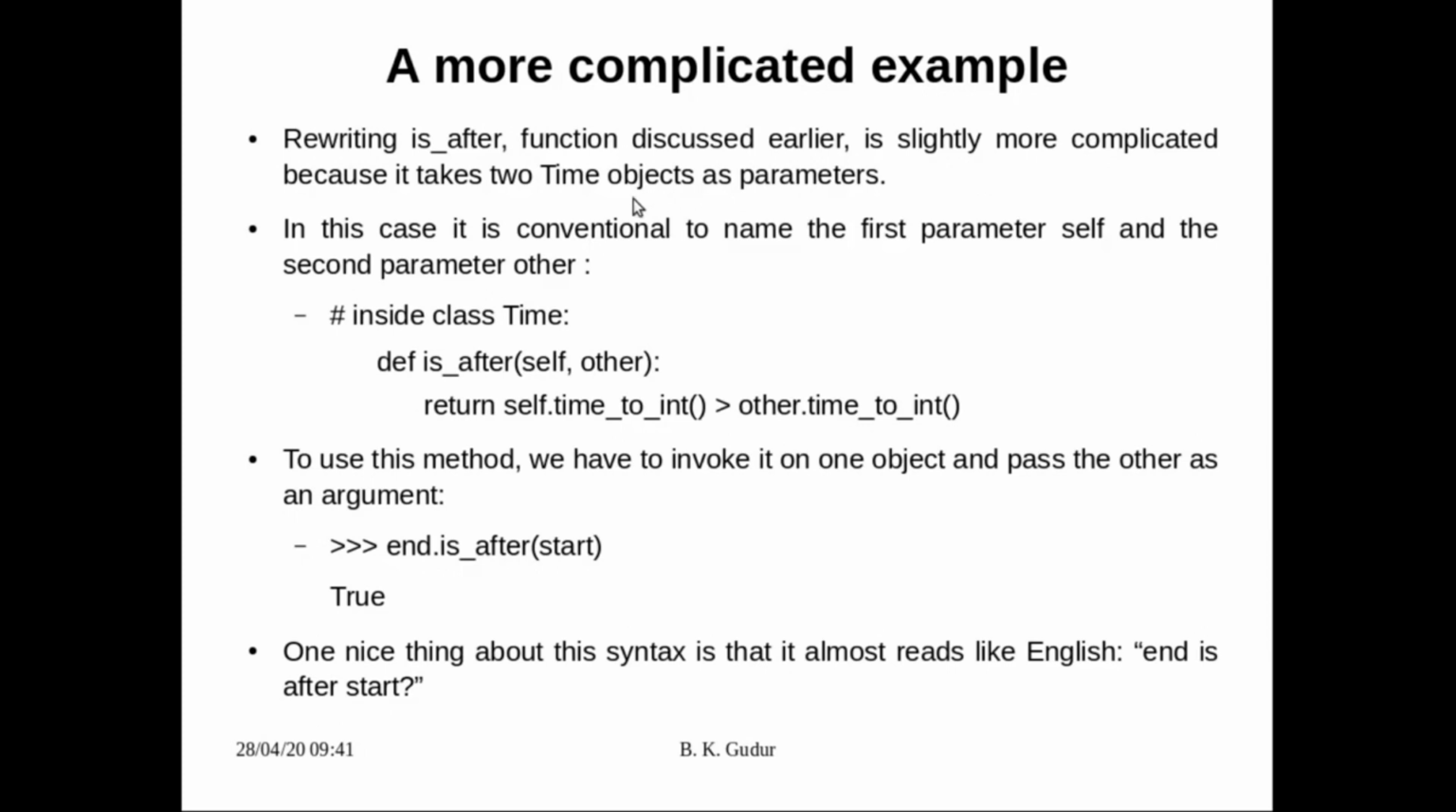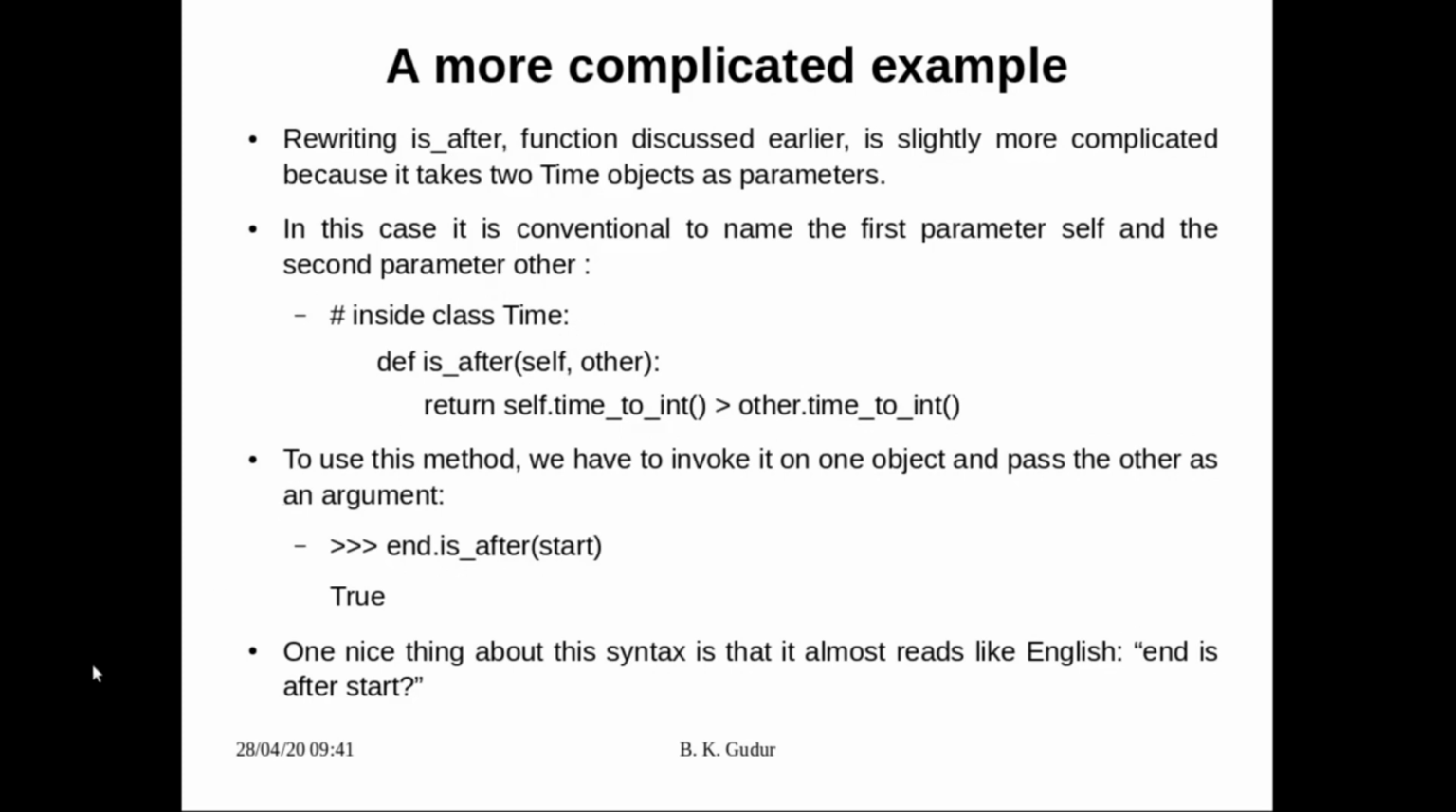self and the second parameter other. Inside the class definition we can write something like this: define is_after. Earlier we had written this as t1 and t2, now we are going to write this as self and other. And how it is: return self.time_int. If self.time_int is greater than other.time_int, you return true, otherwise it is going to return false. With this method, we have to invoke it on one object and pass the other as an argument.